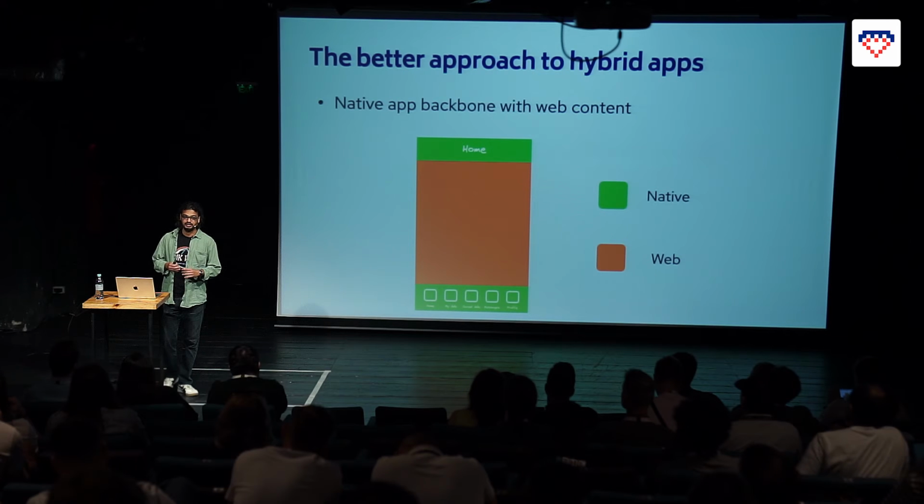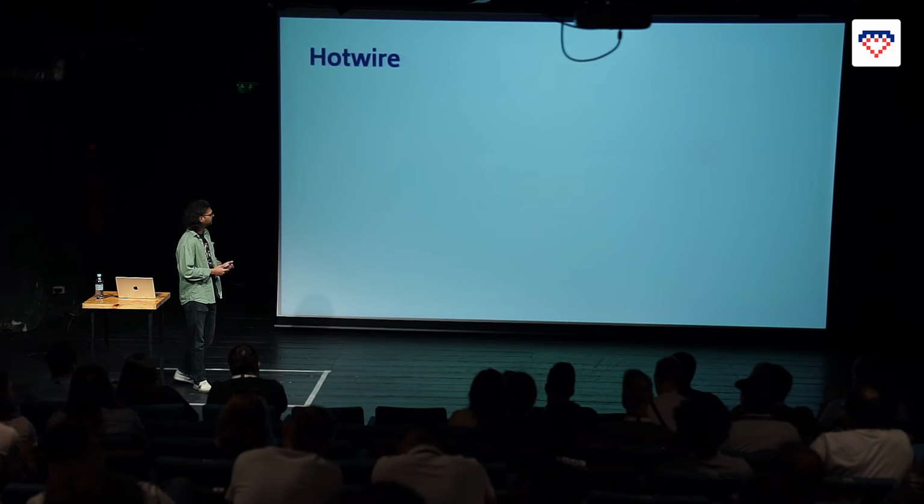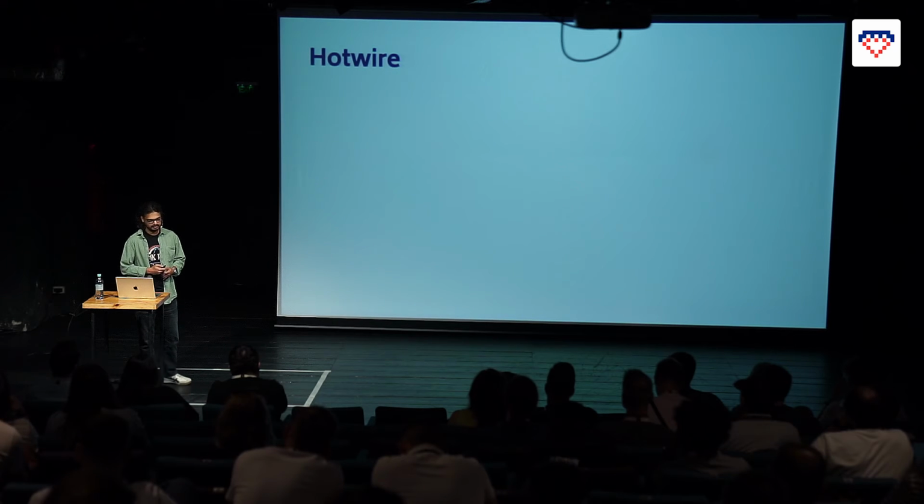And this is where Turbo Native comes into the equation, and this is where it helps. So what is it? Well, it's part of the Hotwire suite of tools, which is an open source front-end stack from 37 Signals. And it's made up of 3 parts.